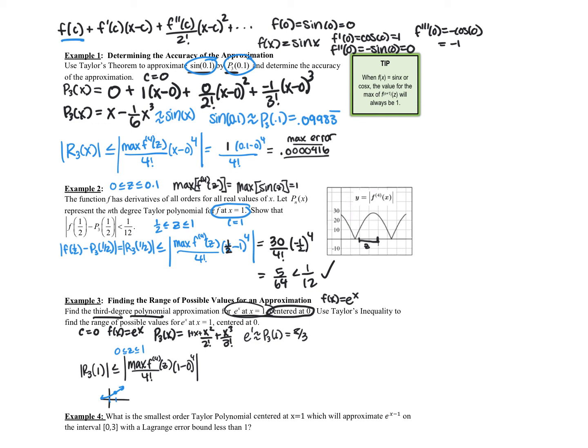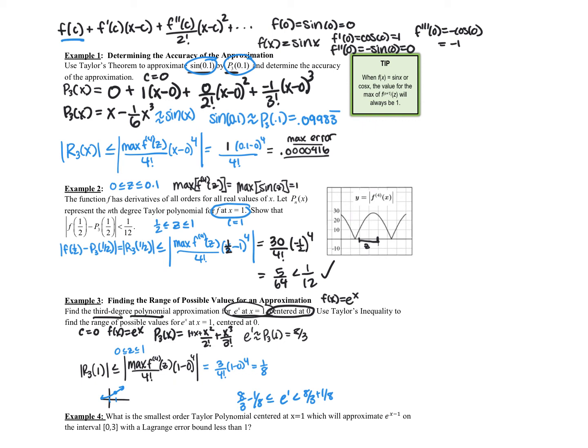So the maximum value here for the interval 0 to 1 will be whatever e is at 1. E to the 1, which is about 2.7. So let's round up a little bit, give ourselves some leeway, and let's use 3. So 3 over 4 factorial, 1 minus 0 to the 4th will be 1/8. So if you want to give a range of values for e to the 1, it will be less than 8/3 plus 1/8 and greater than 8/3 minus 1/8. Okay? That'll give us a range.